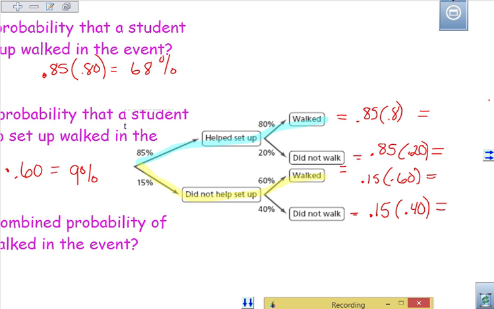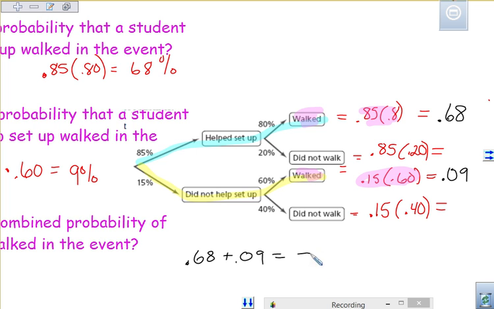So we are looking for the combined probability of students who walked in the event. So walking happened here and here. So we need the answer to this and the answer to this. Here are the percentages for those results. So if I add those two together, I get 77%.